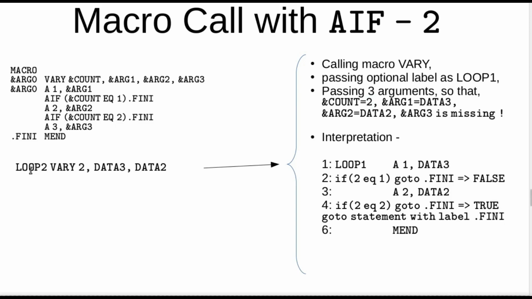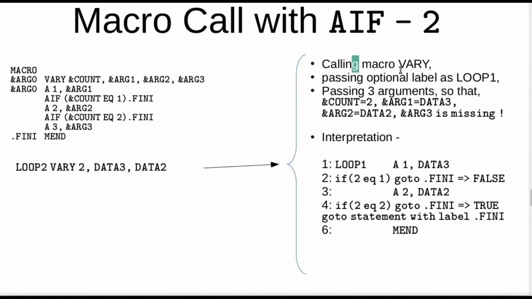So let's take another macro call statement where the label is being set as loop 2. The label for the first instruction is being passed during macro call as loop 2, right? Again that is followed by the macro name followed by the values of the arguments. Now 2 here corresponds to the value of the count argument, ampersand count. Data 3 corresponds to ampersand arg1 and data 2 corresponds to ampersand arg2. Fine. This is a simple macro call statement.